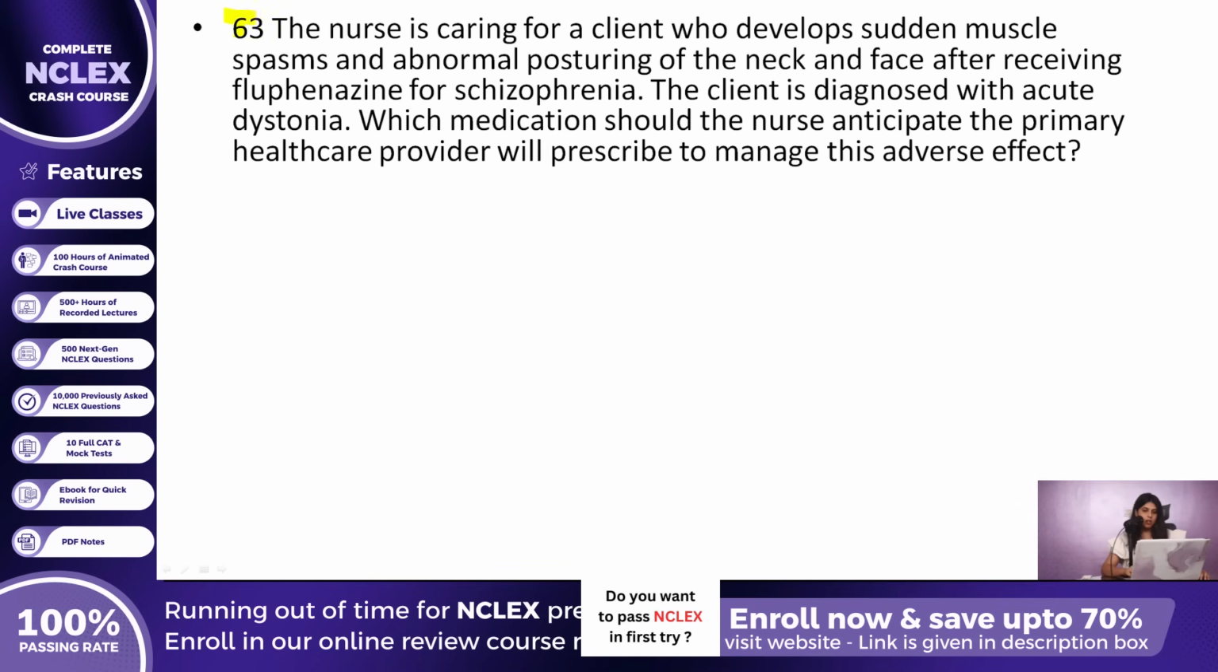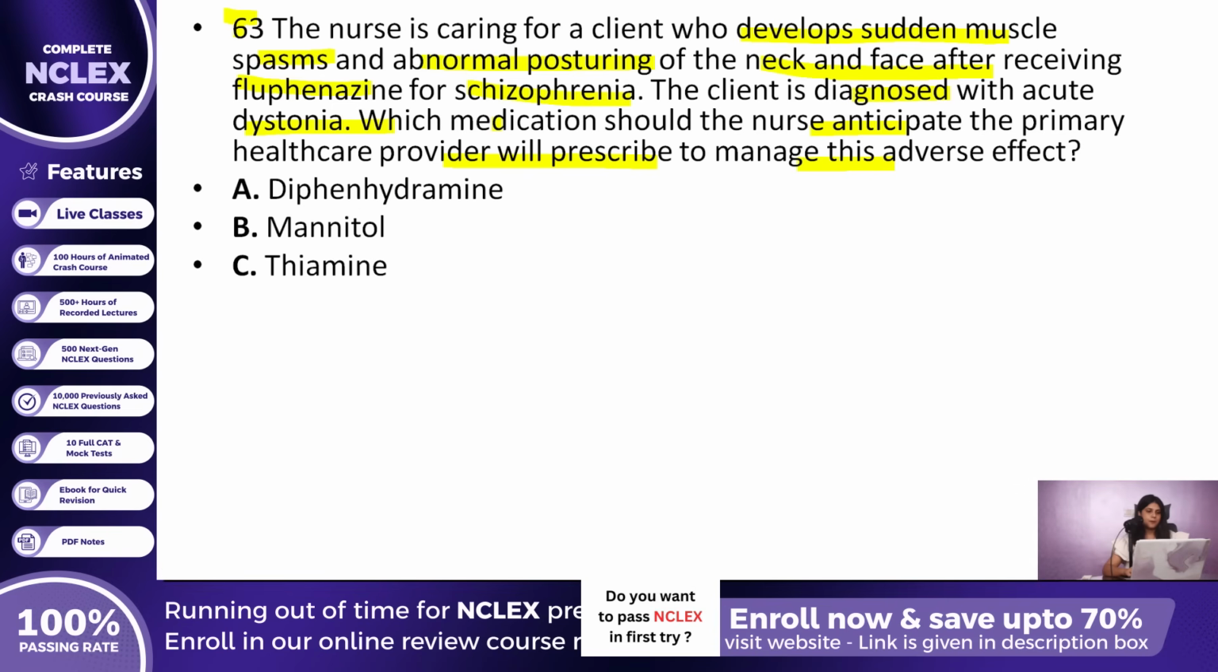Question 63. A nurse is caring for a client who suddenly develops muscle spasms and abnormal posturing of the neck and face shortly after receiving fluphenazine for schizophrenia. The client is diagnosed with acute dystonia. The options are: Option A, diphenhydramine; Option B, mannitol; Option C, thiamine; and Option D, haloperidol.